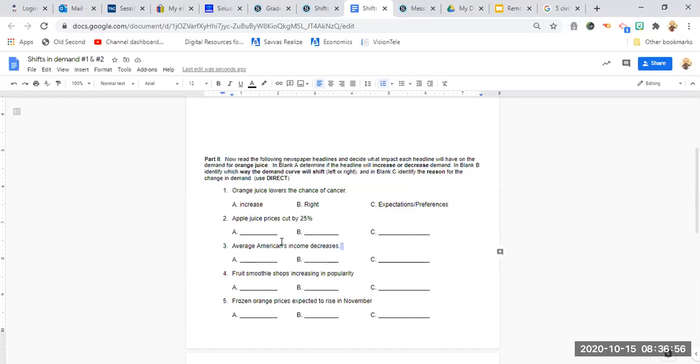So that's how you would go through and do each of these. You would read each of these headlines and ask yourself, in A, is there an increase or a decrease? Does it go right or left? And then why? So hopefully that helps some of you out who maybe had some questions. If after watching this, you still have no idea, send me a Schoology message and we'll just meet live tomorrow morning, which would be Friday morning, sometime to talk about it.